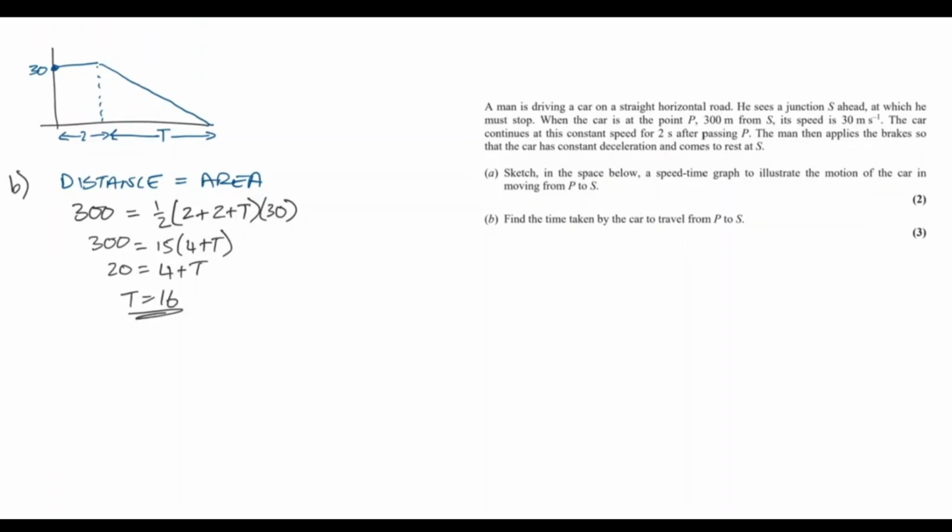This is not quite the answer to the question yet. We know that we need 2 plus t. So 2 plus 16 equals 18 seconds. The time for the car to undertake this journey, to travel from P to S, 18 seconds.